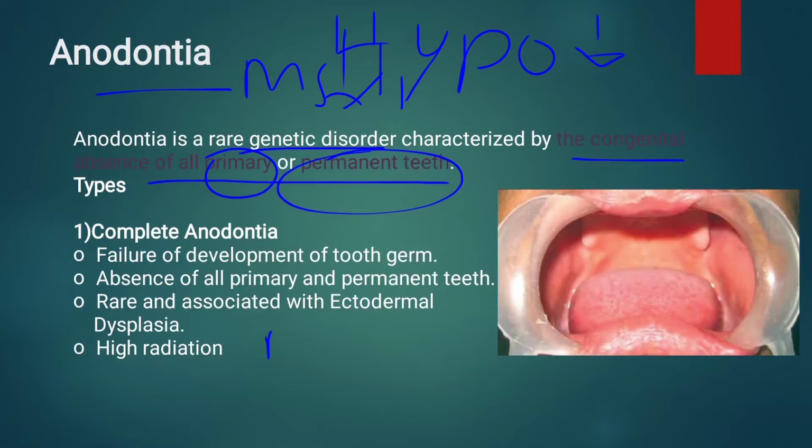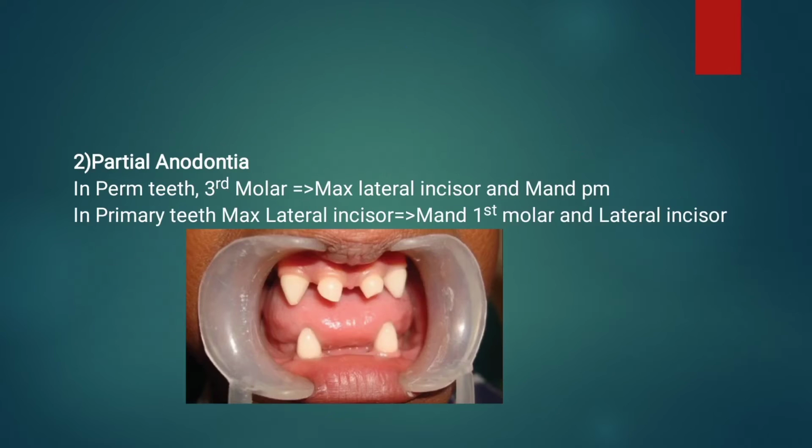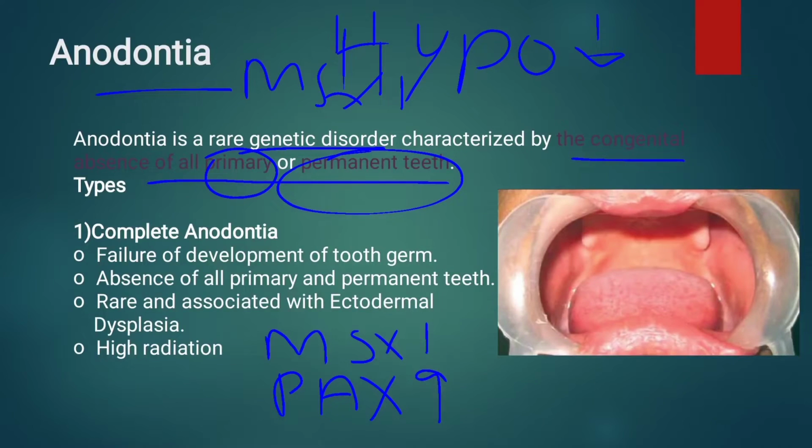Let me write it here: MSX1 gene and PAX9 gene. There may be complete anodontia or incomplete, partial anodontia. In complete anodontia, there is a failure of development of tooth germ. There is absence of all the teeth, primary and permanent teeth. All the teeth are absent.